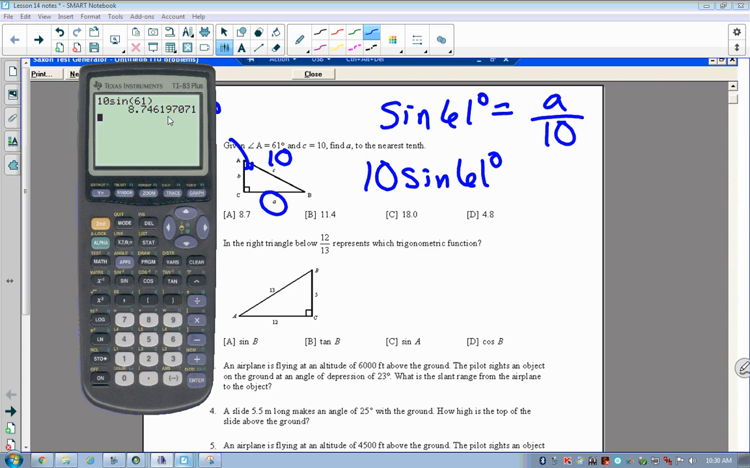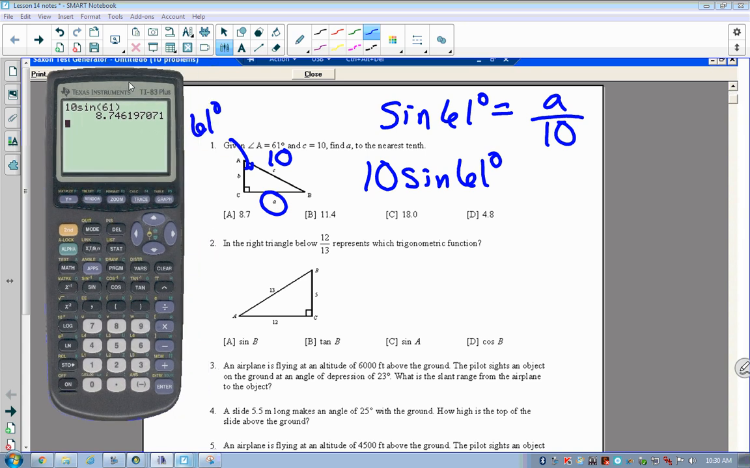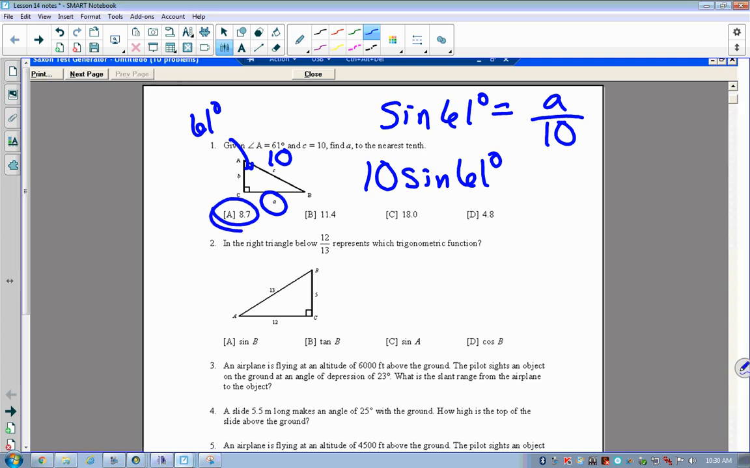They wanted me to have my answer to the nearest tenth. So it looks like it should be 8.7. I should get A for that. Okay, does that make sense? Can we do that? All right. Let's look at question number 2.